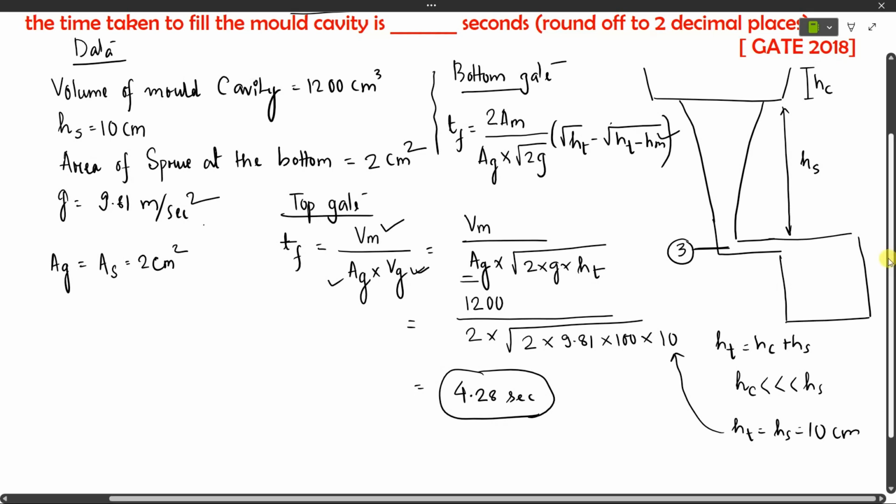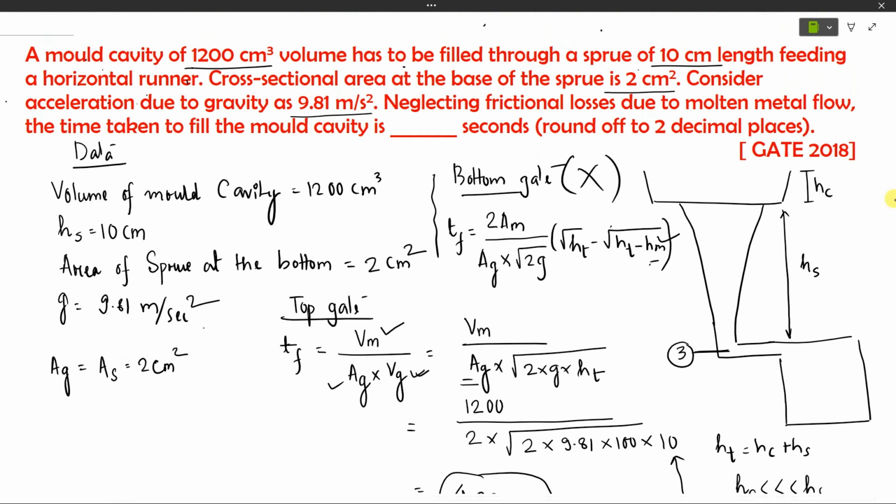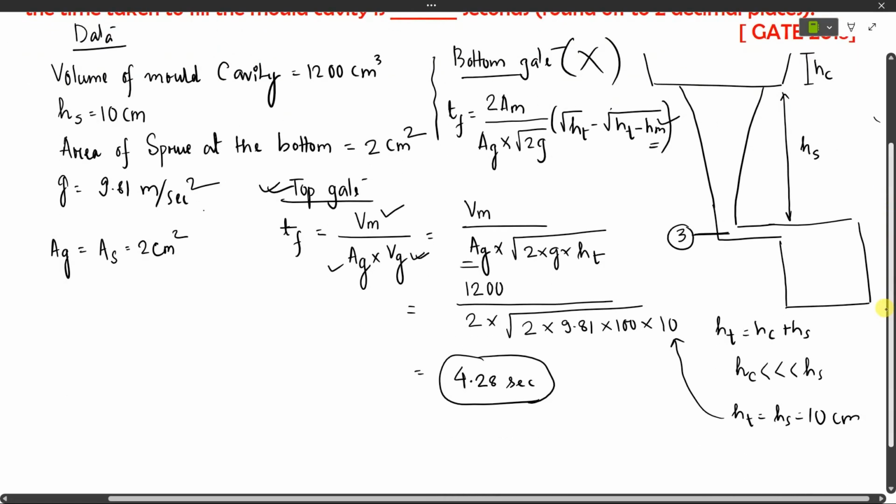But the important thing to mention here is that we cannot use this bottom gate. Why? Because of this extra unknown present here. But by using top gate, now we can get the answer easily. So here the final answer to this particular question is 4.28 seconds.